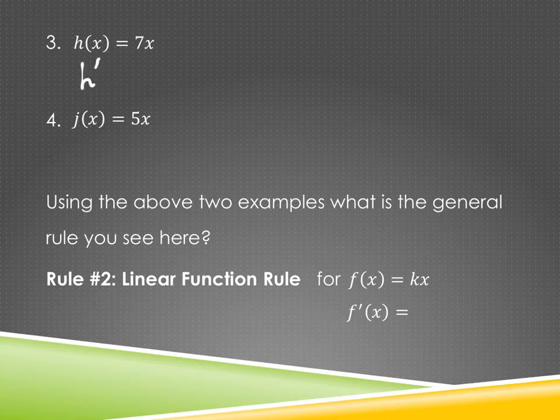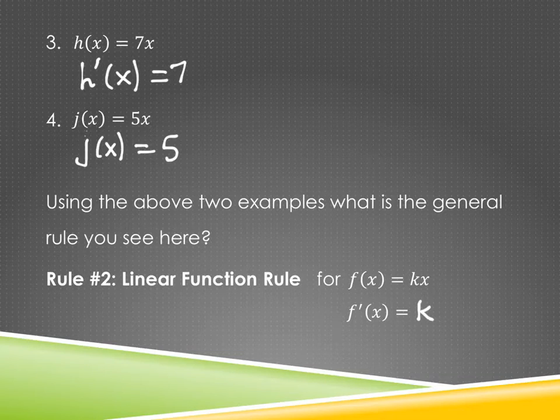So what was the derivative? Hey guys, what was the derivative of 7x? It was 7. And what was the derivative of 5x? It was 5. So using those two examples, we conclude that the derivative of kx would be k. So if we have kx, it's going to be k, and that should make sense, and here's why.